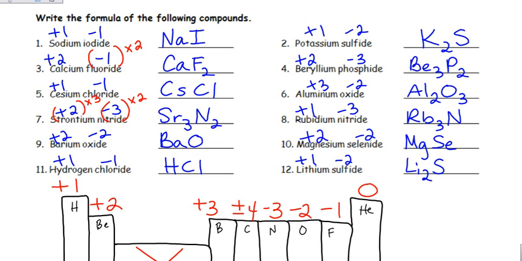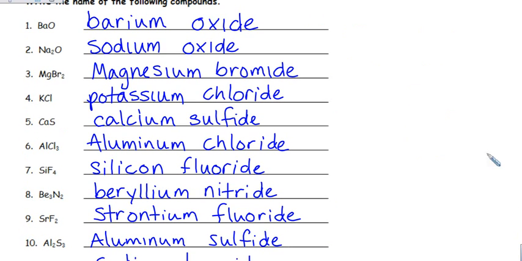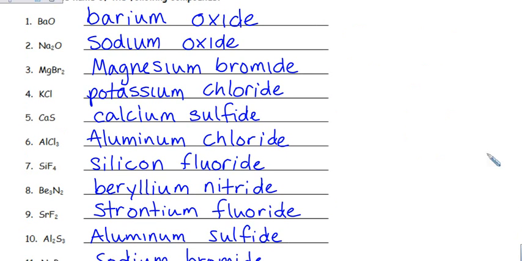If you can write the formulas, then hopefully writing the names is pretty easy too. These guys always have 2 parts. The first element just gets its normal name. The second one changes to -ide. And again, I'm not going to pick on your spelling as long as we can tell what you mean.